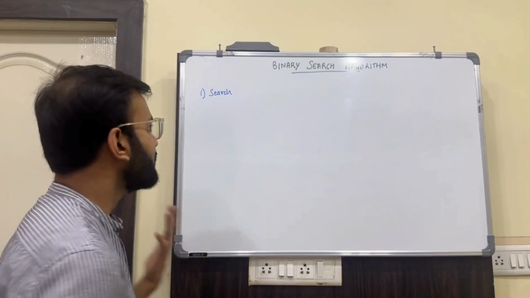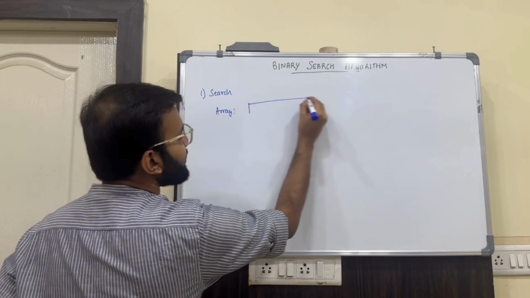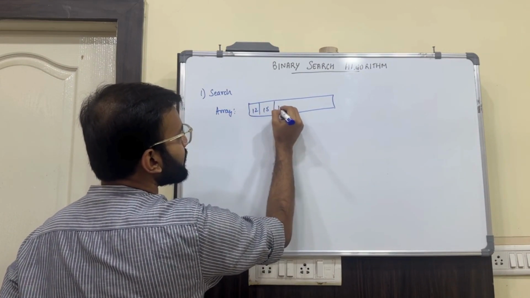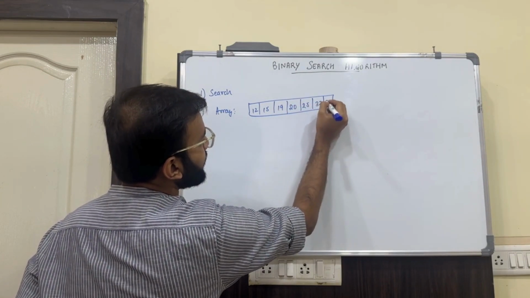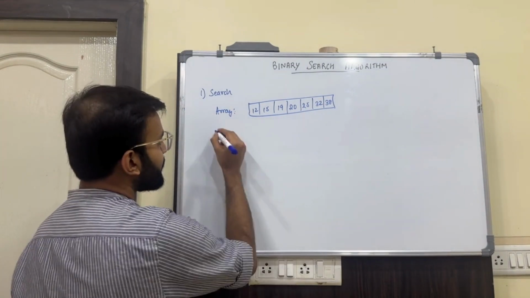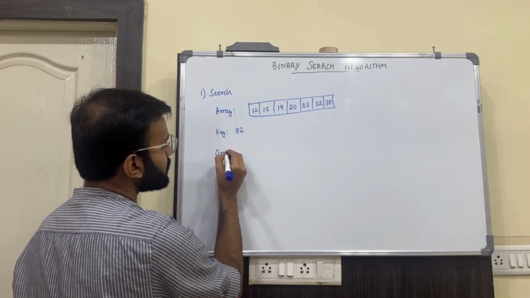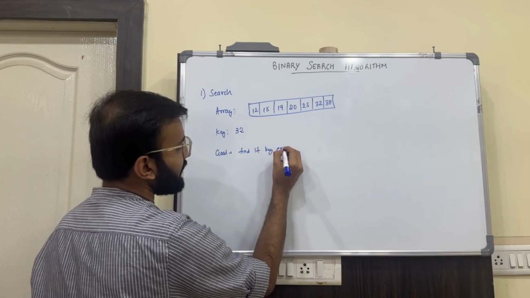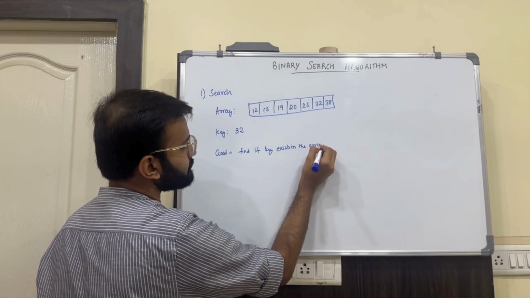So to make it more formal, let's say you're given an array of numbers. In our case, let's say we have 7 elements in the array: 12, 15, 19, 20, 25, 32, and 38. You're given a specific input, which we call key. Let's say our key is 32 here. Your goal is to find if key exists in the array.